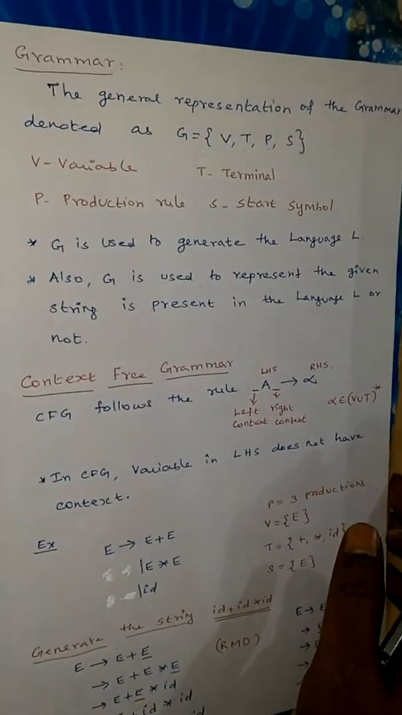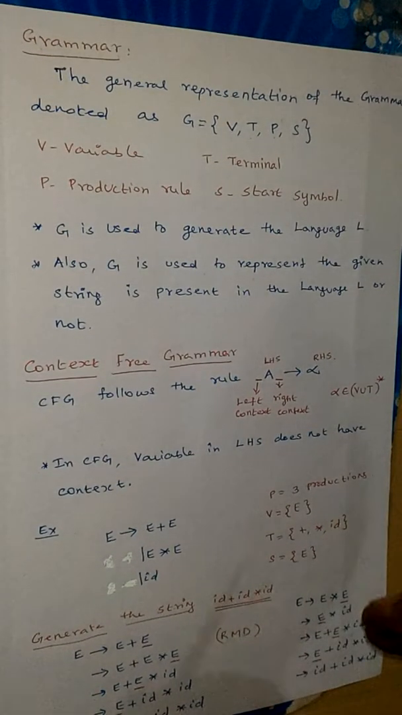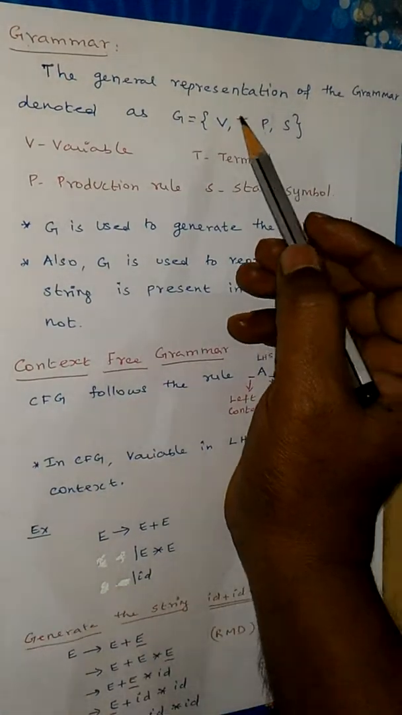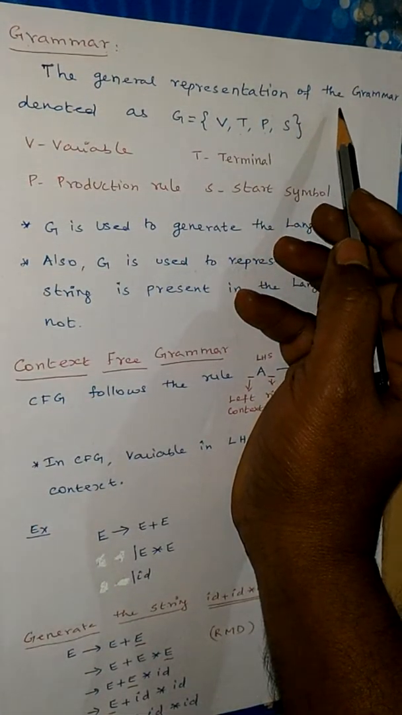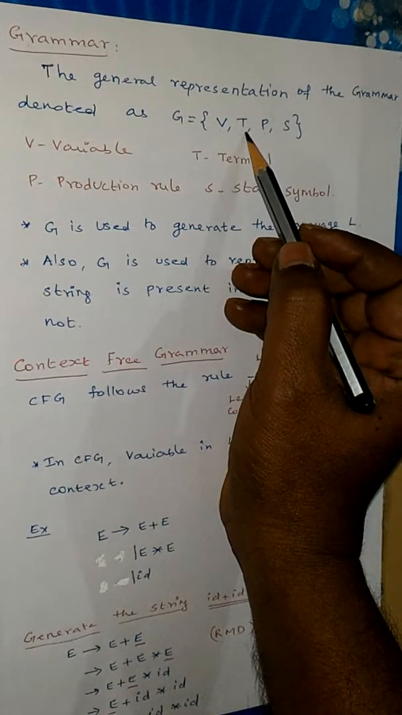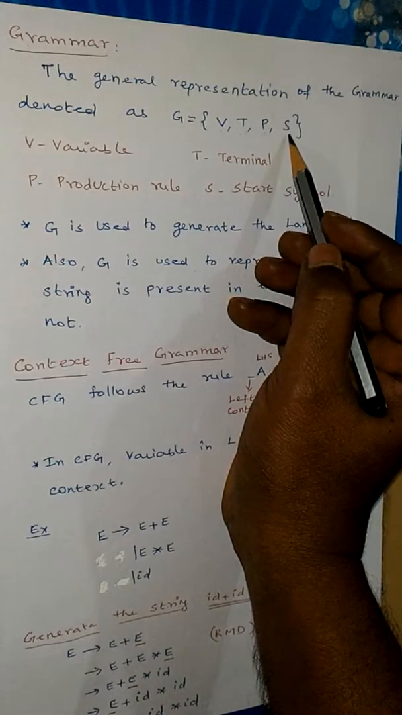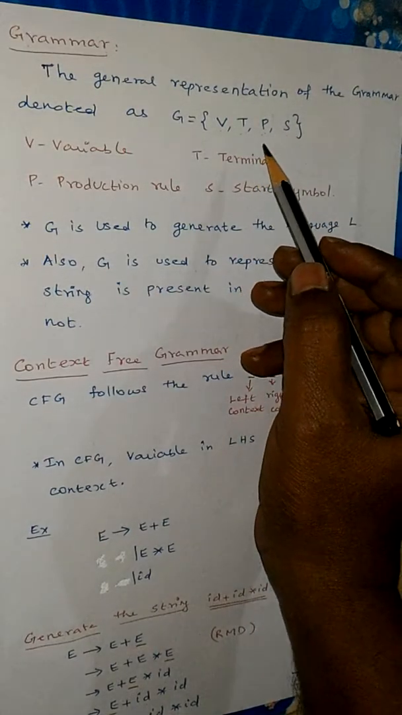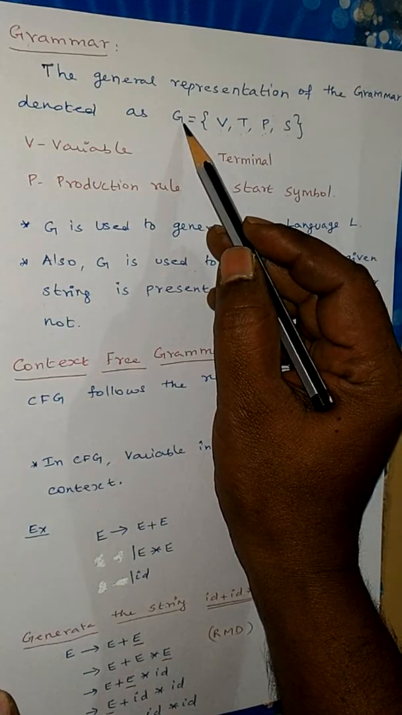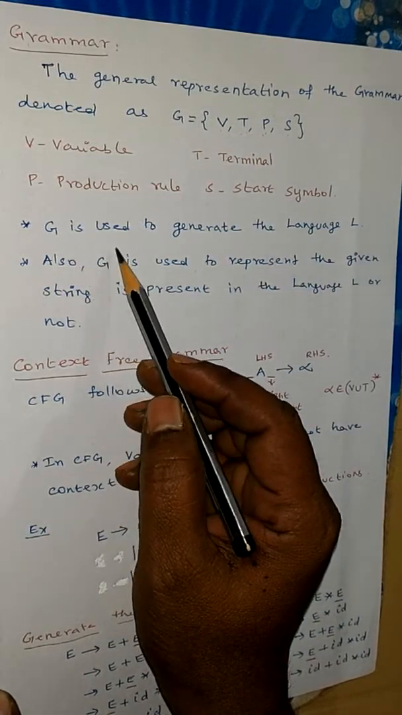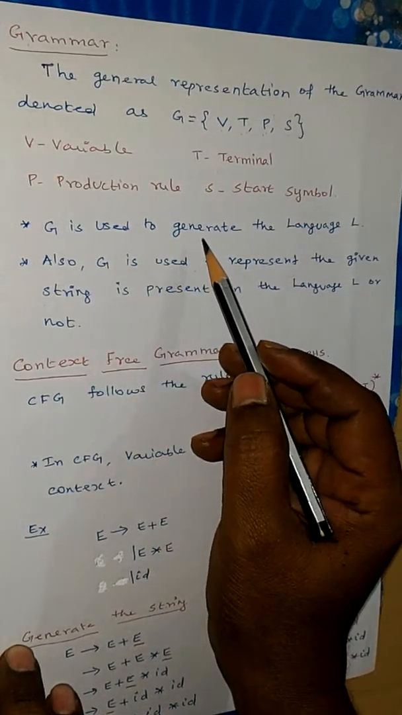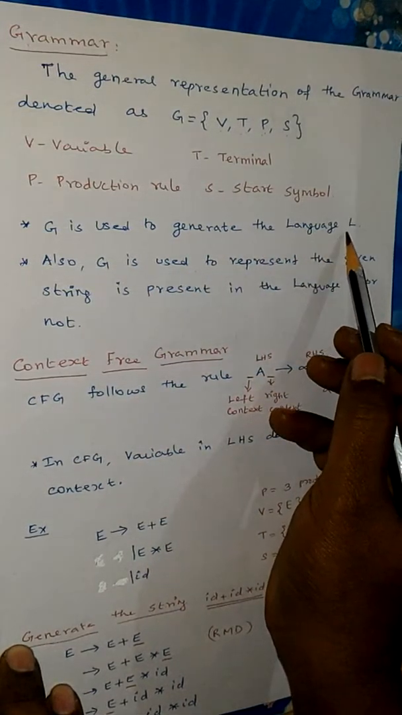Hi viewers, here we will discuss grammar. The grammar is represented with four components: variables and terminals, production rules, and a start symbol. This set of four elements forms the grammar, and grammar is used to generate strings. Then that set of strings forms the language.